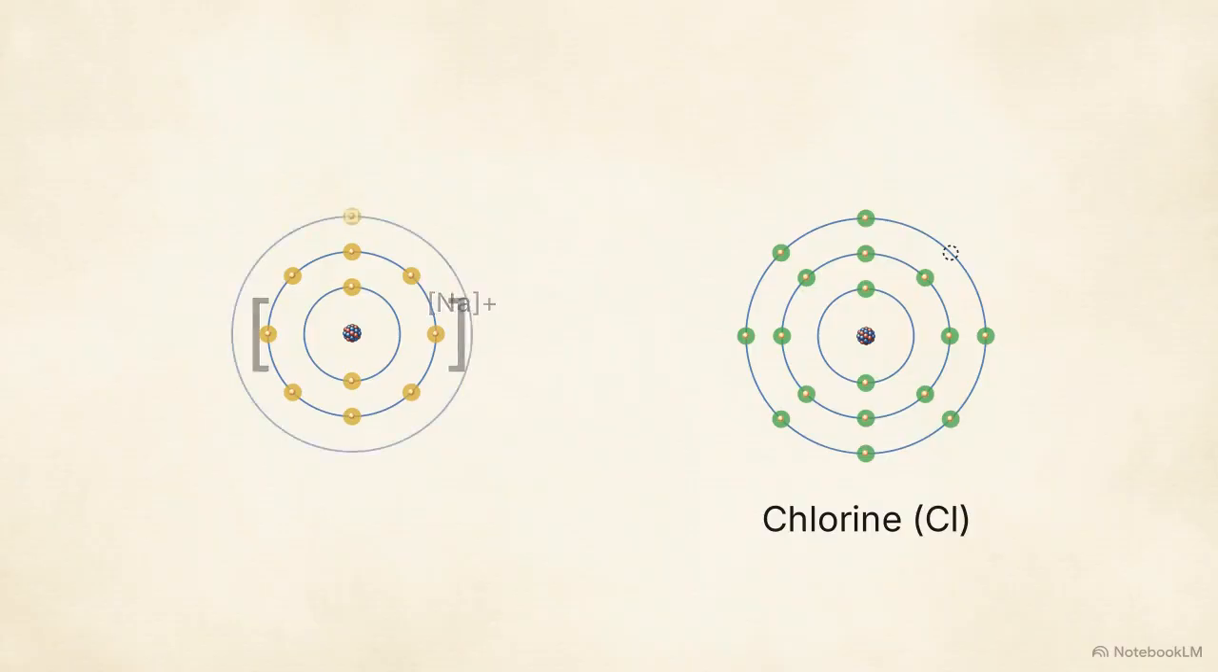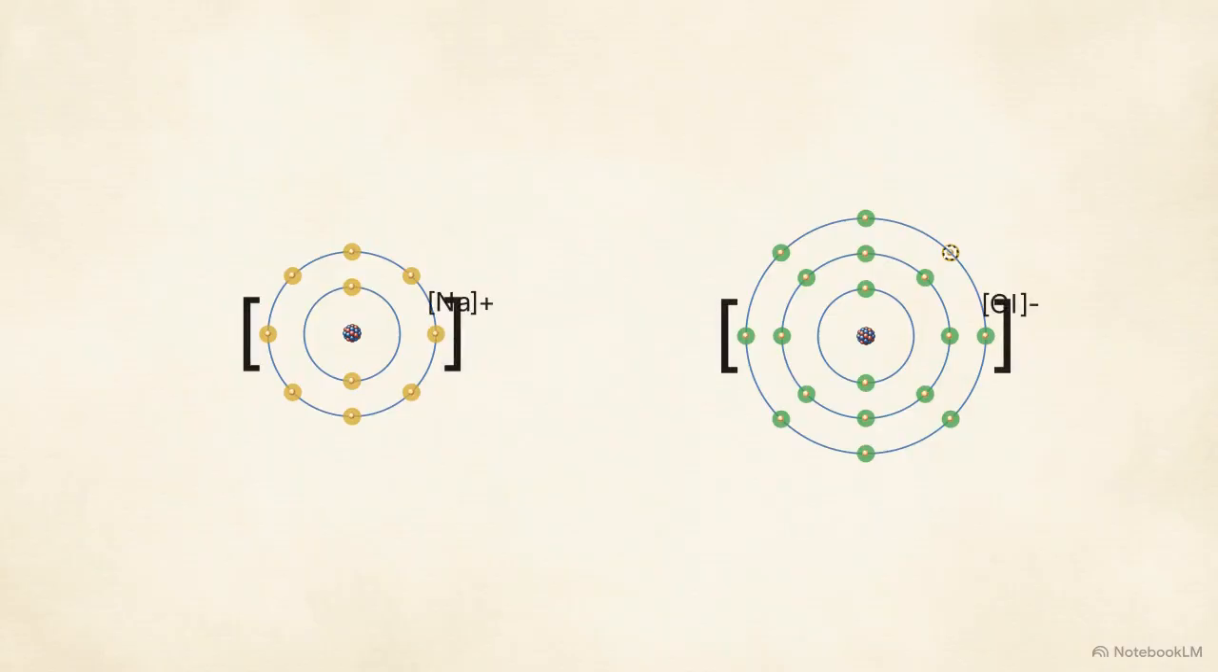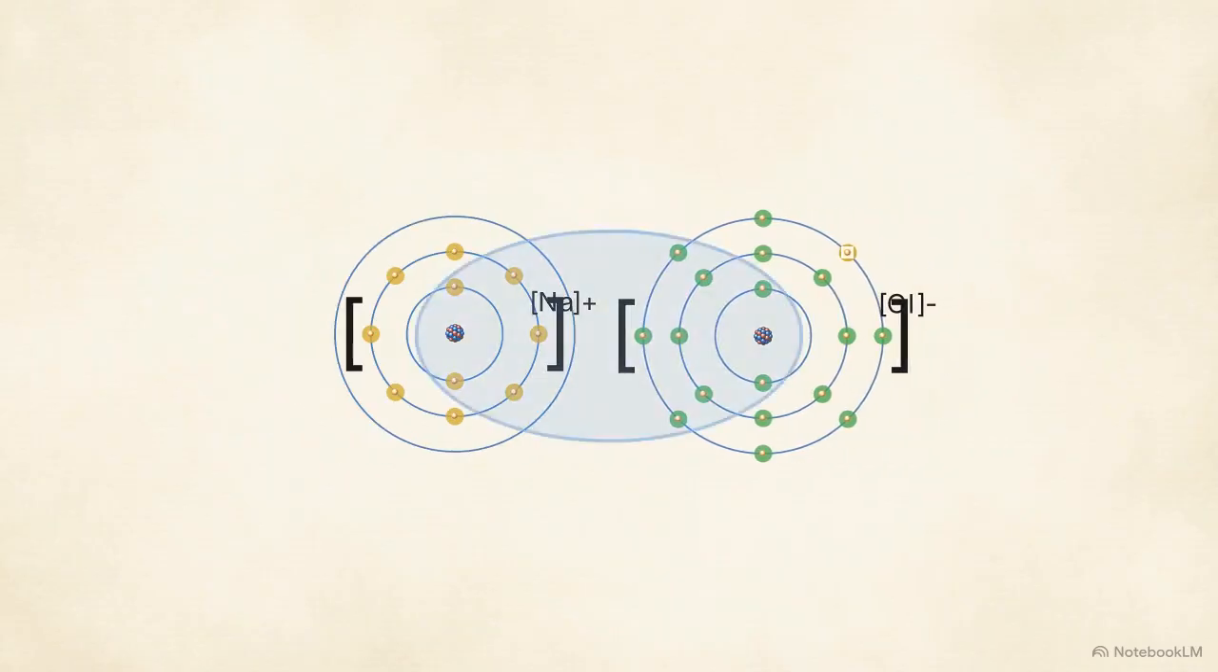When these two elements meet, the surplus electron from sodium is transferred directly into the vacant slot in the chlorine atom. Because sodium lost an electron, it carries a positive charge. Because chlorine gained one, it becomes negative. These opposite charges attract, locking together through strong electrostatic forces to form a stable ionic compound.